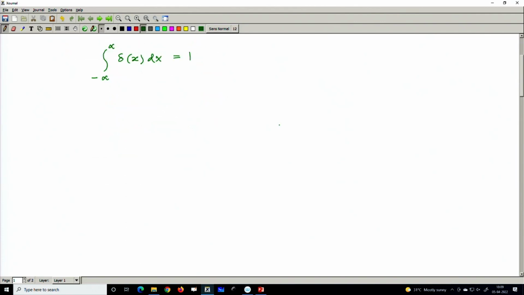And also we find that in general, for a function, if I want to find this integral, then it gives us this.